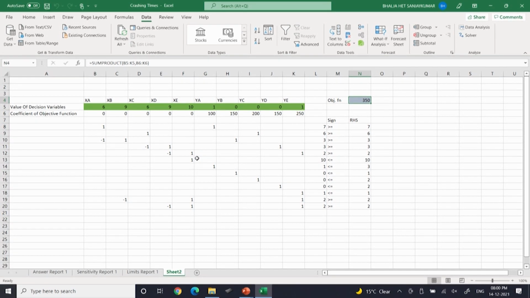now you see the total crashing cost is 350 rupees and YA equals 1. Activity A can be reduced by 1 day, and you see YE, activity E can be reduced by another 1 day. So, that means we are reducing 2 days, so that it will become 10 days. Now, I will go to my presentation, I will interpret the result.